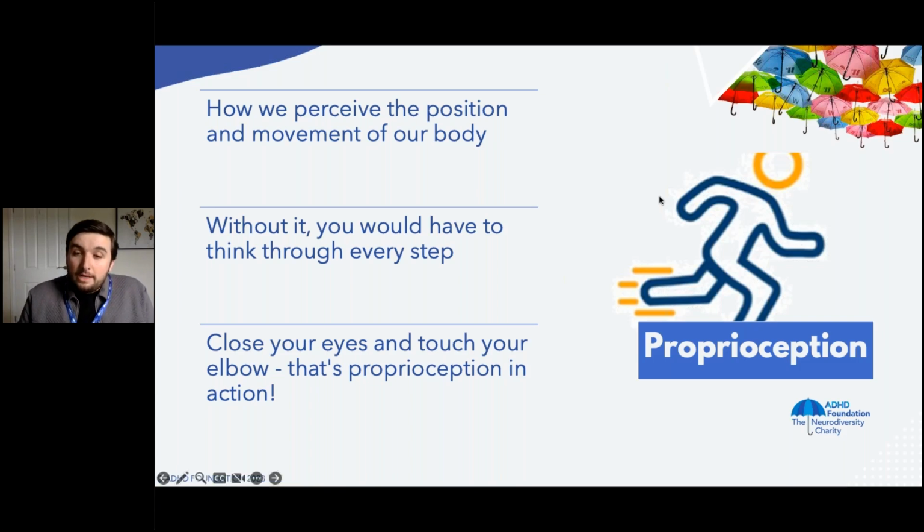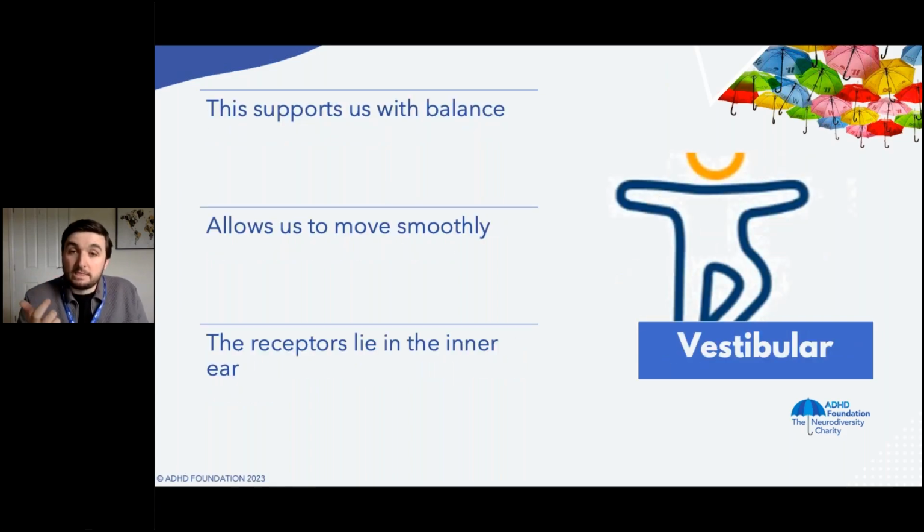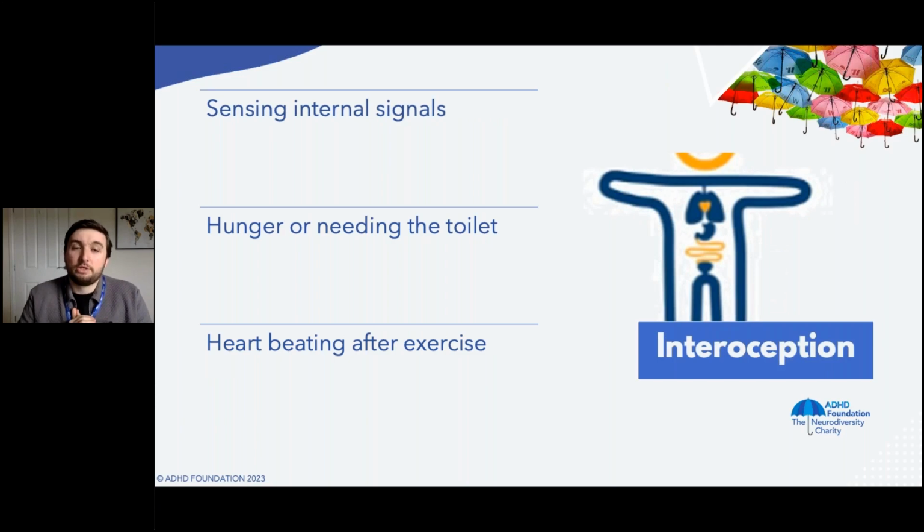Then we've got our vestibular sense. So this often gets described as our balance sense or our gravity sense. It is what supports us with that balance and stops us from falling over all the time. It allows us to move smoothly. The receptors for this live in the inner ear. So when we see someone who is maybe oversensitive with their vestibular sense, it might show as motion sickness. And I'm sure if anyone's experienced vertigo before, you'll know what it feels like when this vestibular sense is hypersensitive.